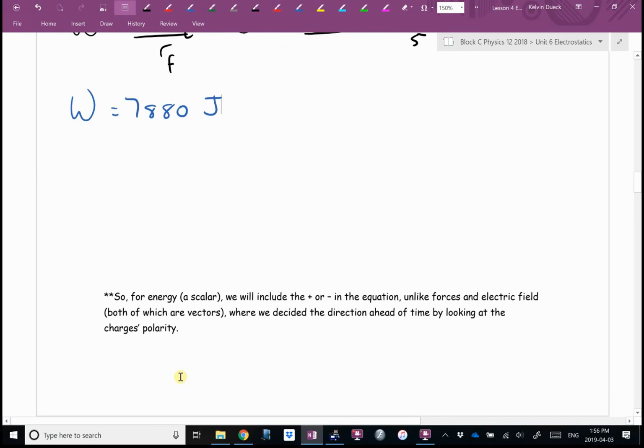So for energy, which is a scalar, we're going to include the positive or negative charges in the equation. Unlike forces and fields where we forget the signs, we decide the direction for those by using like charges repel, unlike charges attract for forces, or by asking which way would a positive at this location want to move if it could for electric fields.